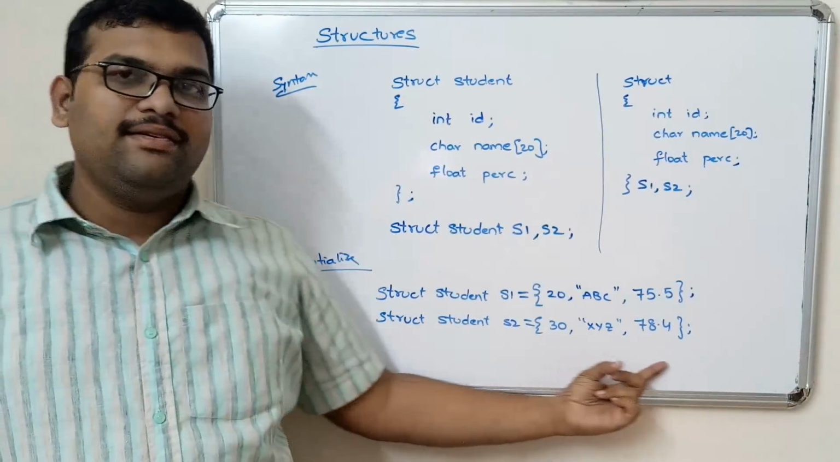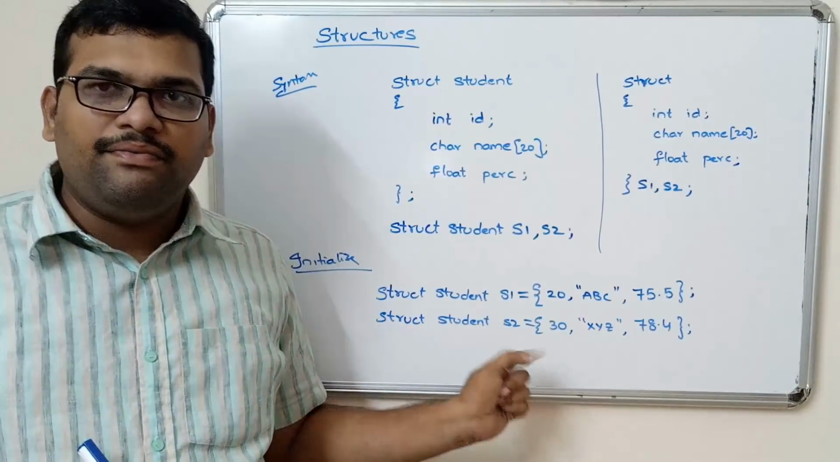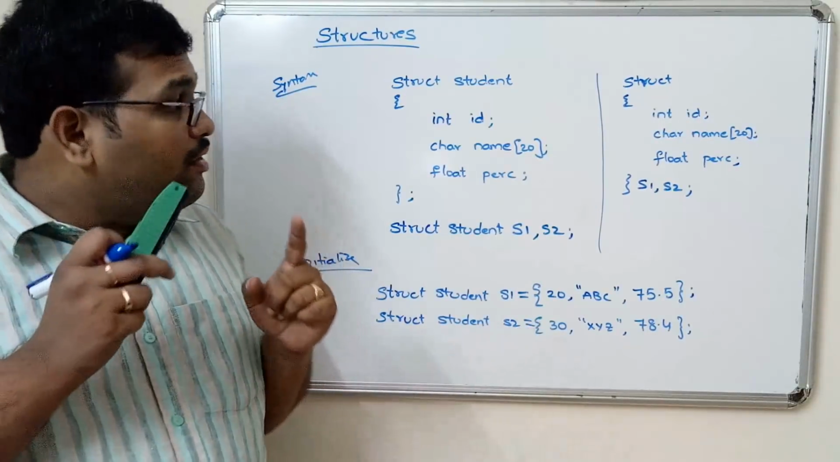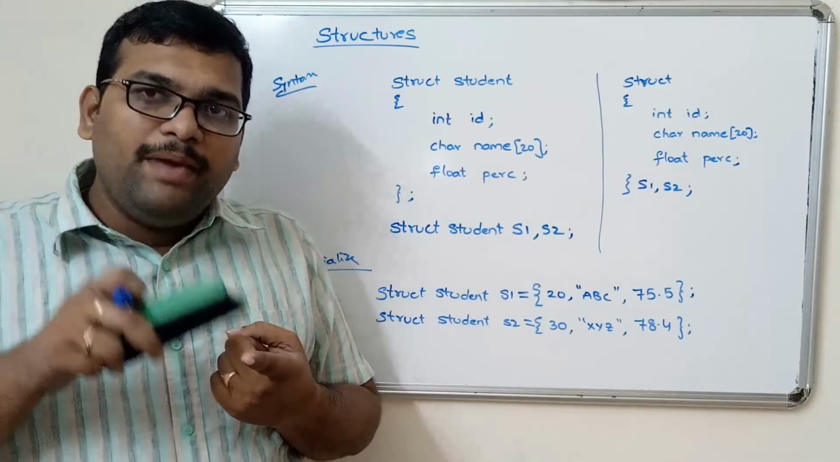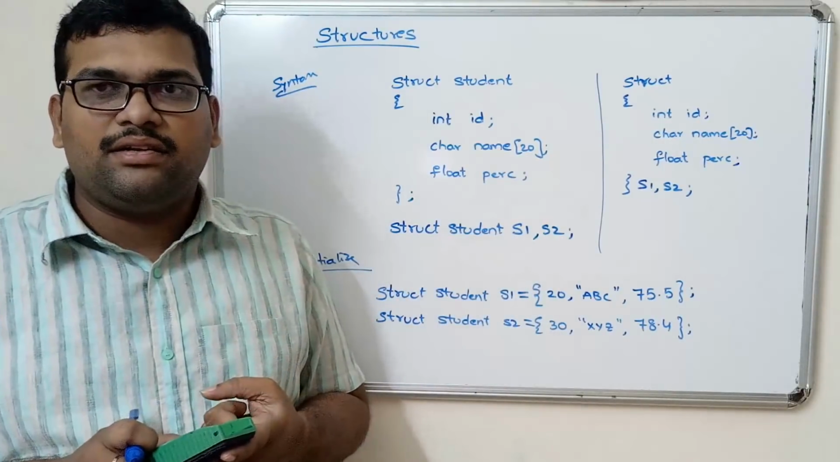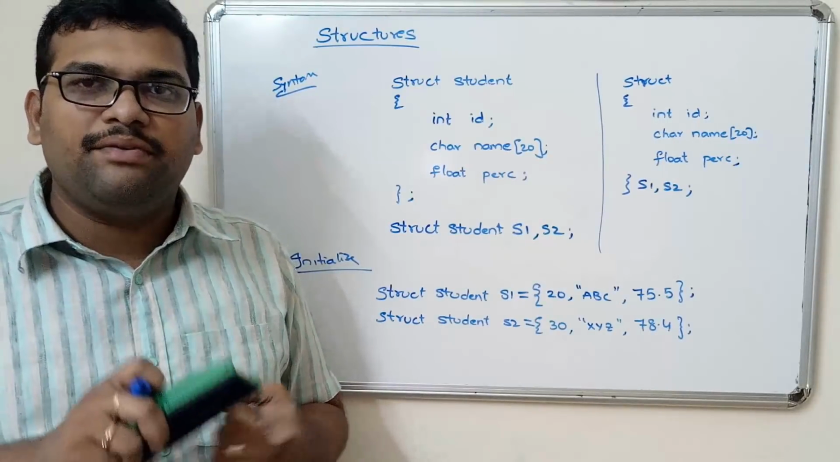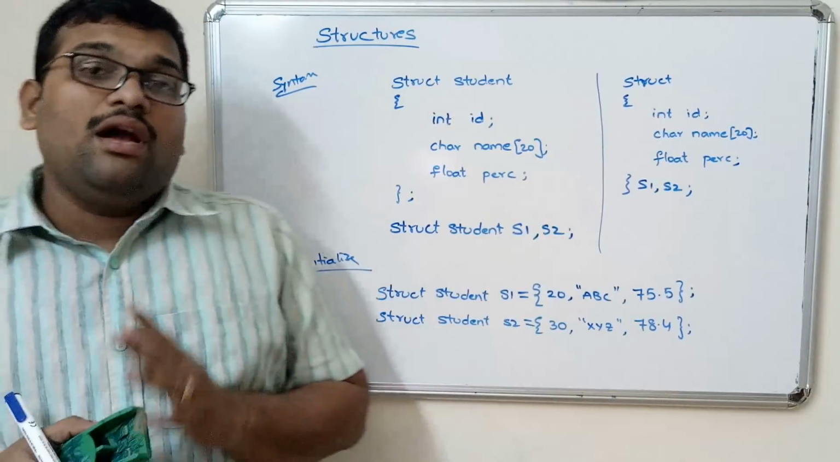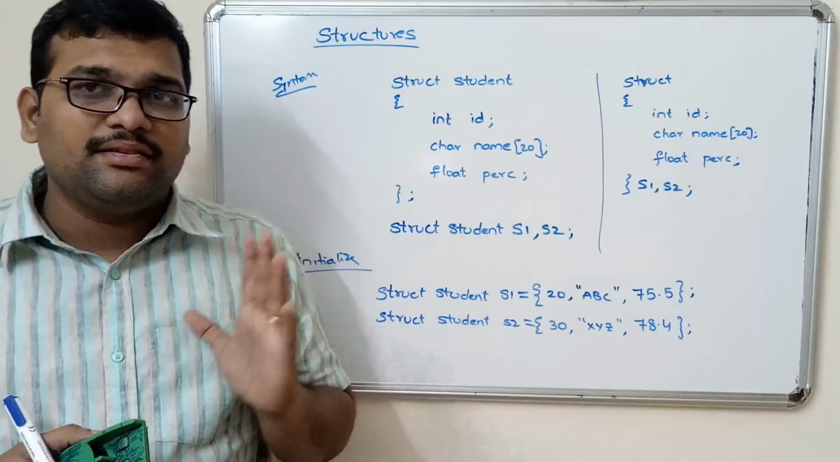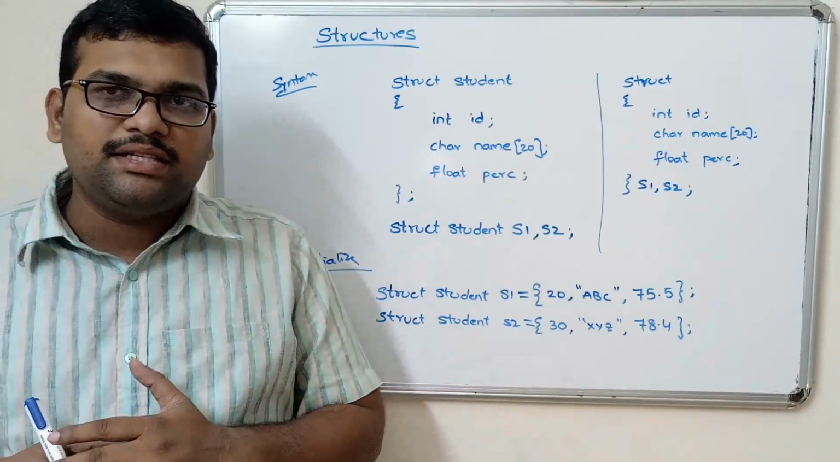So this is the initialization of a structure variable. Here the structure variable means it will be having the members of structure. Every structure variable will be having all the members which are defined in the structure. Now, how to access the members of a structure by the structure variable?